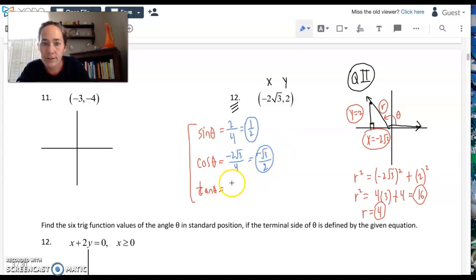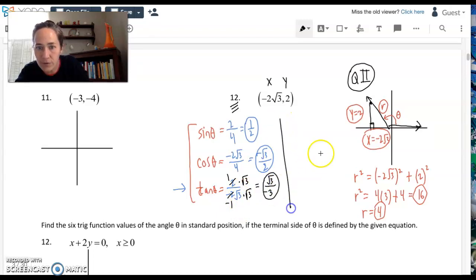Tangent, y over x, so 2 over negative 2 square root of 3. This is the first time we also should be thinking about rationalizing denominators here, meaning getting any radicals out of the bottom of the fraction. Well, we can do that by multiplying top and bottom by the square root of 3. And another thing I can do in the meantime is there's no reason to have those 2's on the top and bottom. So like in the first one, we can reduce that and make these 1's. Here's what you get. You get square root of 3 up top. On the bottom, negative, this times itself gives you a 3. There is your exact value for tangent.